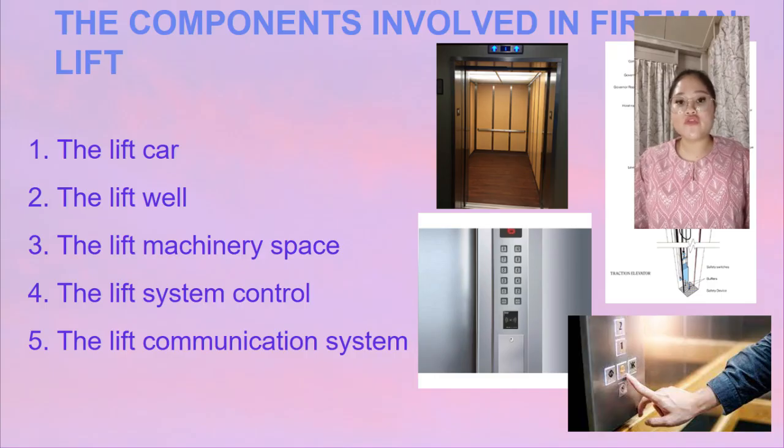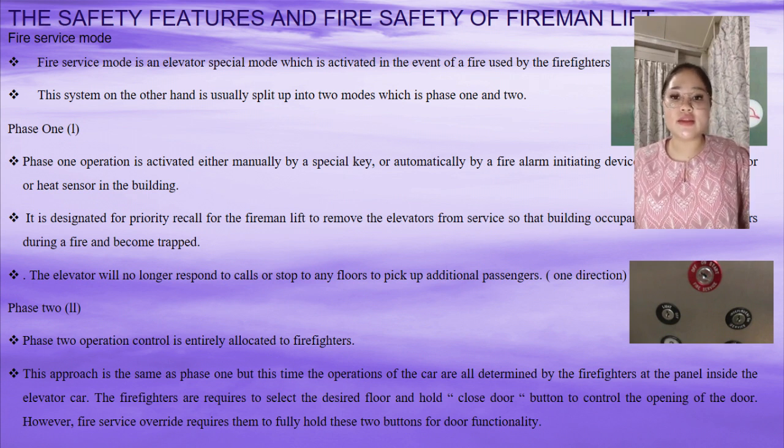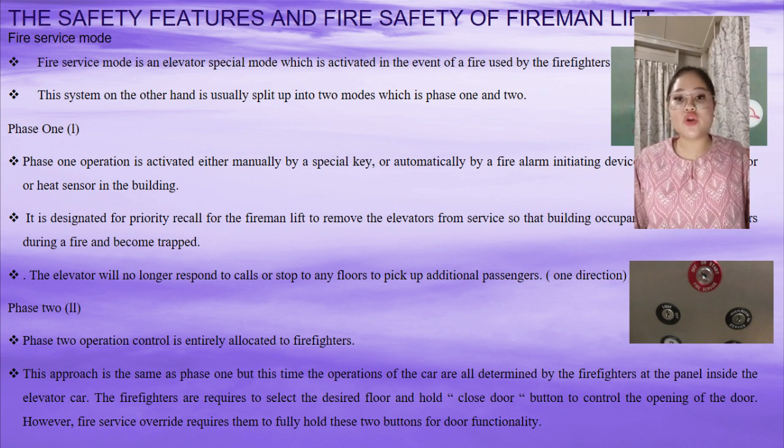The components involved in a fireman lift are the lift car, the lift well, the lift machinery space, the lift control system, and the lift communication system. In terms of safety features and fire safety, the fireman lift is designed with two-way communication and a fire service mode. This system is usually split into two modes, phase 1 and phase 2. Phase 1 operation is activated either manually by a special key or automatically by a fire alarm initiating device such as a smoke sensor or heat sensor in a building.